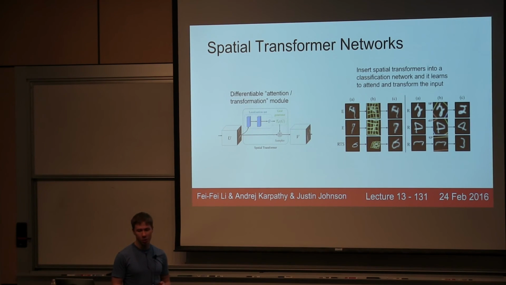So you can see that this is actually doing more than just attending to the input. We're actually transforming the input as well. So for example, in this middle column, this is a 4, but it's actually rotated by something like 90 degrees. So by using this affine transform, the network can not only attend to the 4, but also rotate it into the proper position for the downstream classification network.